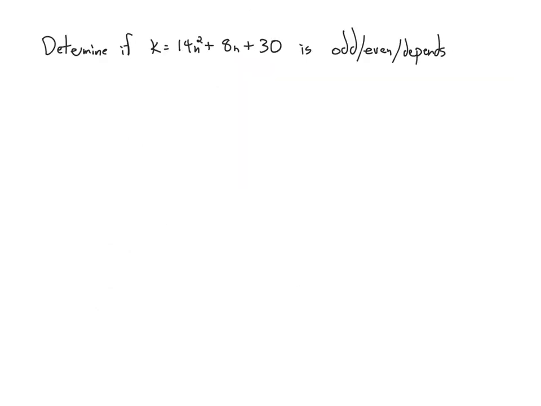Let's now try this one. We'll do the same thing. Determine if this expression here, 14n squared plus 8n plus 30, where n is still an integer, is always odd, always even, or it depends on your choice of n. So pause the video, give it a go.